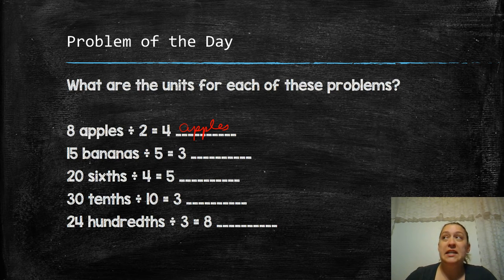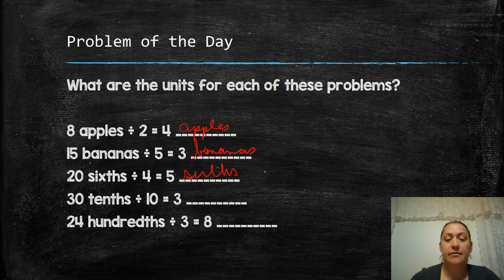If I have 15 bananas and I divide them by 5, how many bananas now do I have? I have 3 bananas. If I have 20 sixths and I divide them by 4, how many sixths do I now have? 5 sixths.